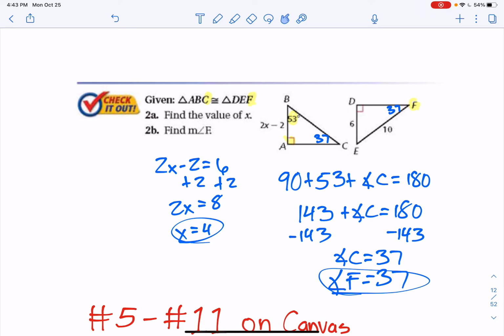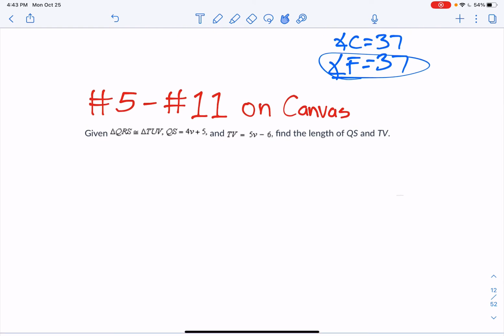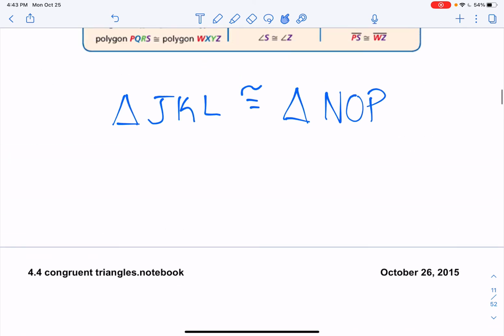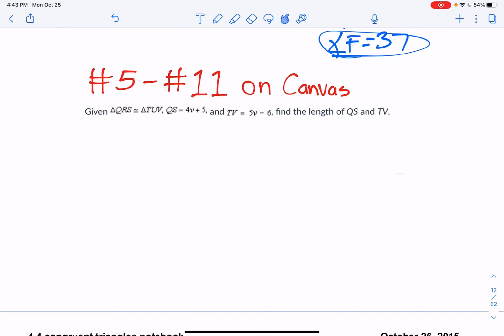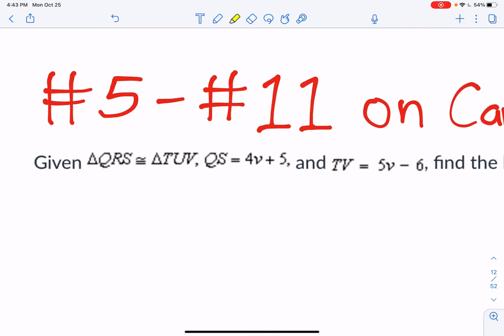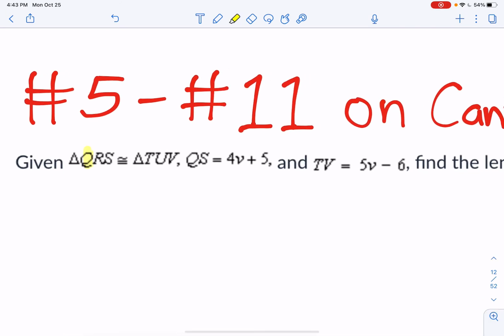So what it will look like on your homework is like this for number 5 through 11. The first 4 are going to be referencing this. 5 through 11 will look something like this. So again, it says those two triangles are congruent. Well, what's the relation between QS and TV? Notice where they are positioned in this statement. Those two sides are equal. If they're equal, then that means QS and TV are congruent. So I just say that.